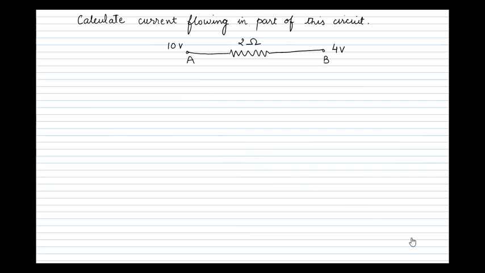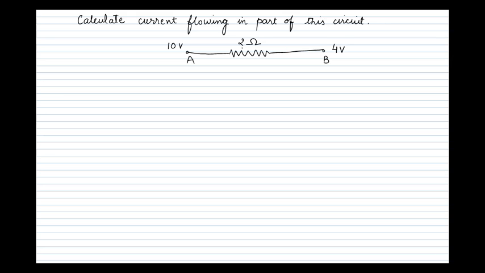Let's come to the next numerical. We have to calculate the current flowing in this part of the circuit. Given this part of the circuit, we have two points, point A and point B. Point A has a voltage of 10 volts and point B has a voltage of 4 volts. So these two points are at different voltages. That is our first observation. The second observation is that between these two points we have this resistance R, whose value is given.